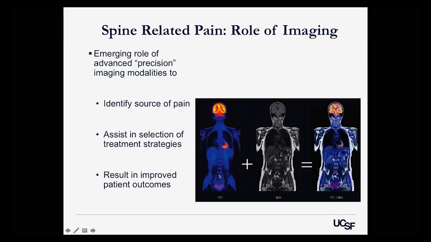This is a picture from a combined PET MRI. Here is just the PET image, here is the MRI image, and here is the fused PET MRI image. So these emerging or advanced modalities are proving to be helpful in identifying the source of pain. There's a lot of research in these areas in using these advanced imaging modalities to select patients for particular treatments. And the goal is that eventually these advanced modalities can help improve patient outcomes by directing and targeting appropriate treatments to the specific pain generator.